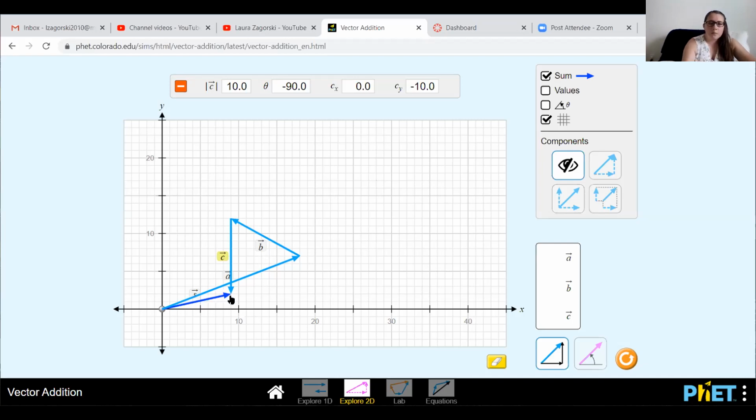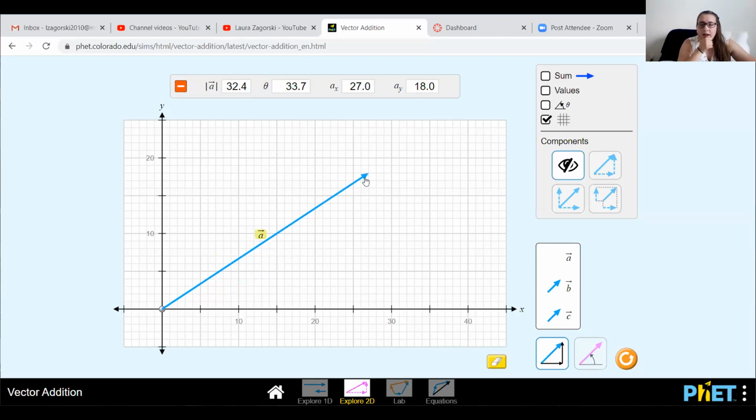Okay, one thing that I wanted to talk about, let's just take one vector A, for example, and I'm just putting it in an arbitrary length and arbitrary direction. You can see in this simulation there are these 2 other boxes that I haven't mentioned yet, AX and AY. And these things are called the components of the vector. So components basically means pieces of this vector.